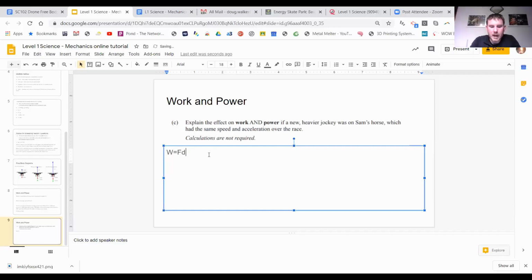And we've been asked about power, so power equals, I'll use W this time for work done, divided by change in time. So those might be the equations we're going to use here. If it's got the same acceleration, I might just put in larger mass there. So a heavier, larger mass rider with the same speed and acceleration would require a larger net force to maintain the same acceleration.